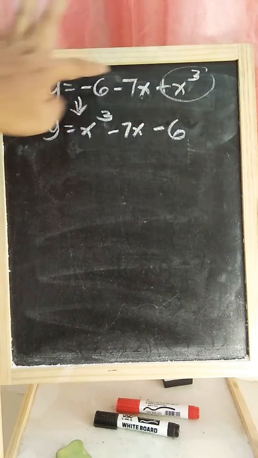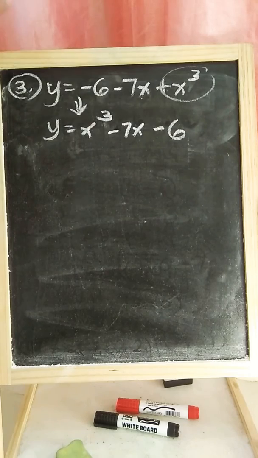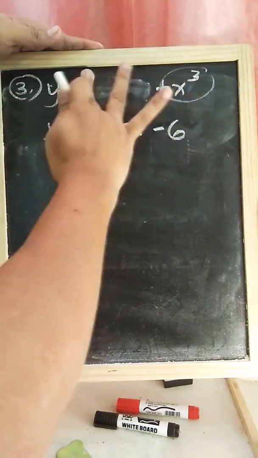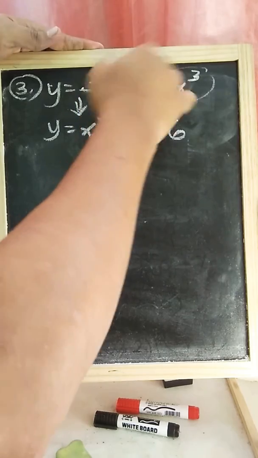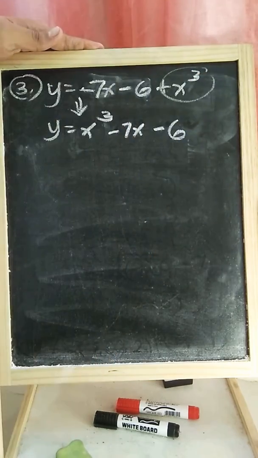Lagi po bang pabaliktad? Hindi. May mga chances kasi na minsan baliktad yan. Pwede kasi minsan isulat yan pag ganito: negative 7x minus 6. Pwedeng ganyan.